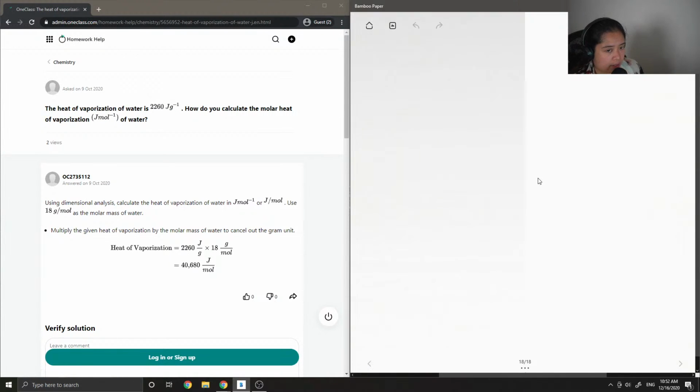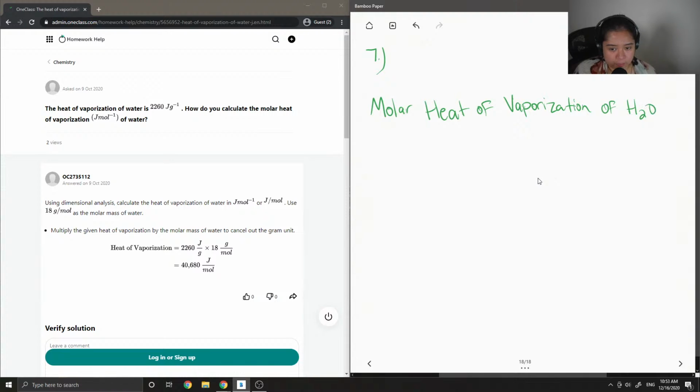Okay, so question 7. The heat of vaporization of water is 2,260 joules per gram. How do you calculate the molar heat of vaporization of water? This question looks like it would be hard, but it's actually not too difficult. Molar heat of vaporization of H2O.